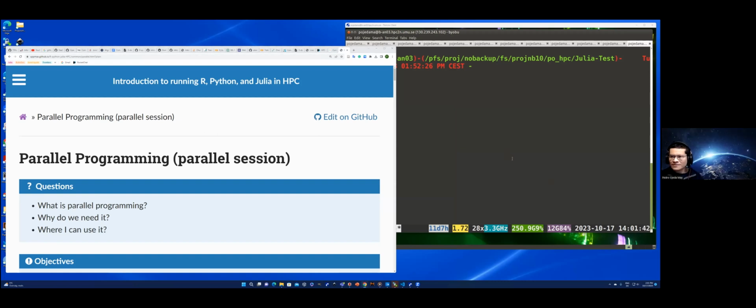Can you see my screen? I was muted. Yeah, so I see one reaction. Okay.